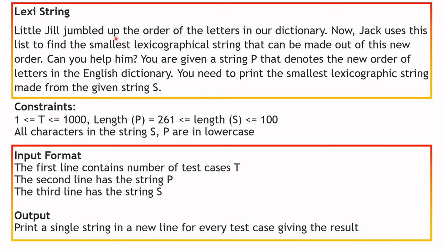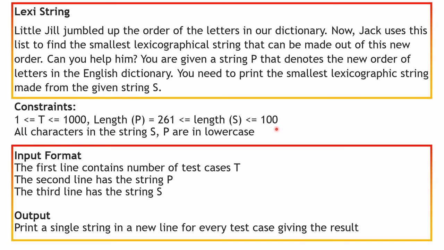The first part of problem solving is comprehension. First we will have to understand the problem to provide the right solution. So what is this problem? Little Jill jumbled up the order of the letters in our dictionary. Now Jack uses this list to find the smallest lexicographical string that can be made out of this new order. Can you help him? You are given a string P that denotes the new order of the letters in the English dictionary. You need to print the smallest lexicographic string made from the given string S.